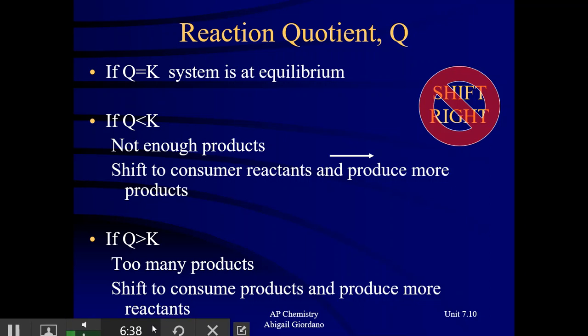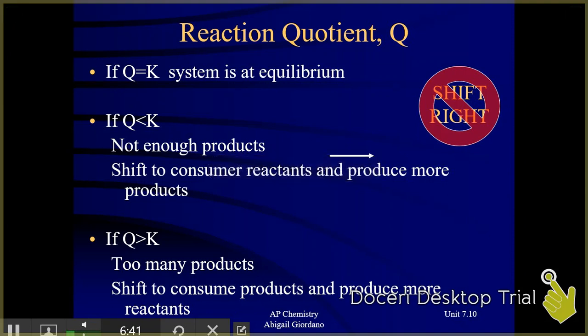If Q is greater than K, well, here's how I want you to think about that situation. And I'm going to do an extreme. That would be like a large amount of product over very little reactant. Okay, and that's like a problem. We have too many products. Okay, we need to use up some of the products and make some more reactants. We need to make the numerator smaller and the denominator bigger. How will we do that?